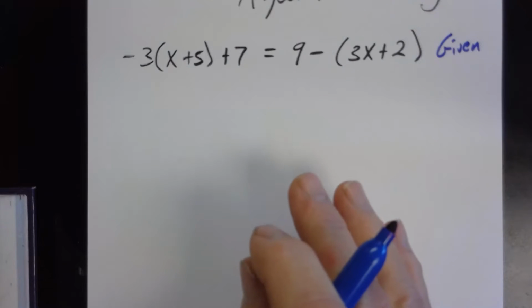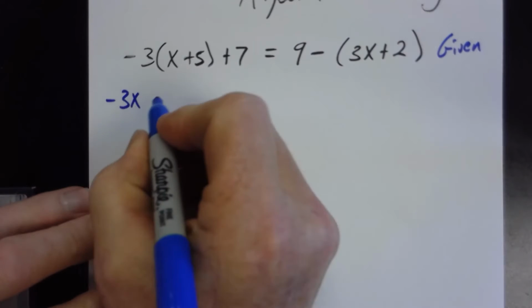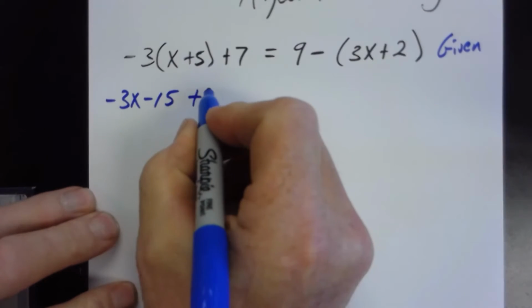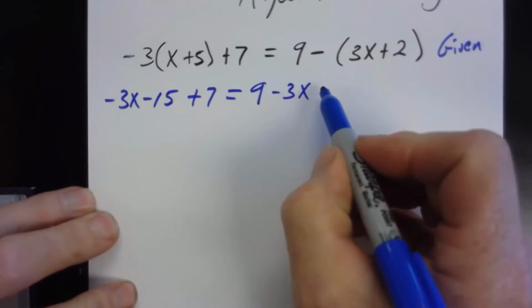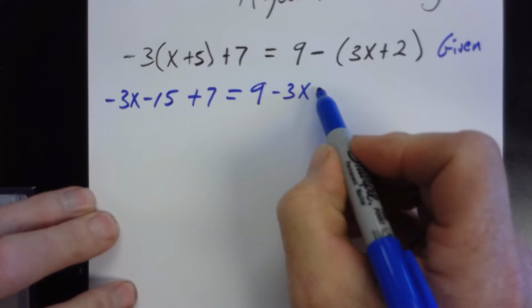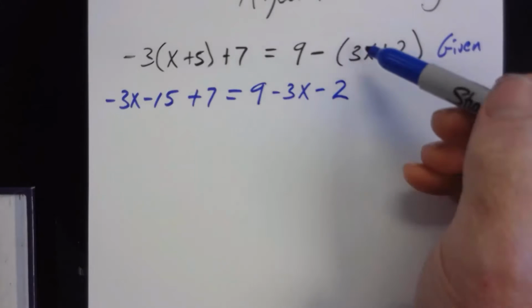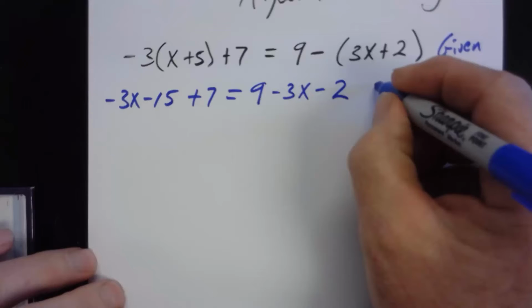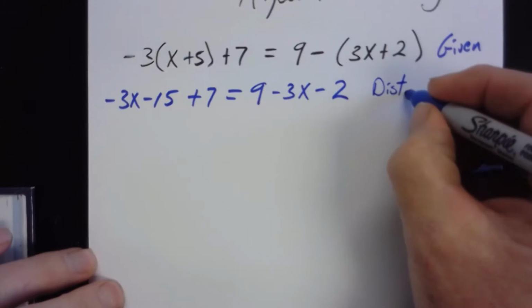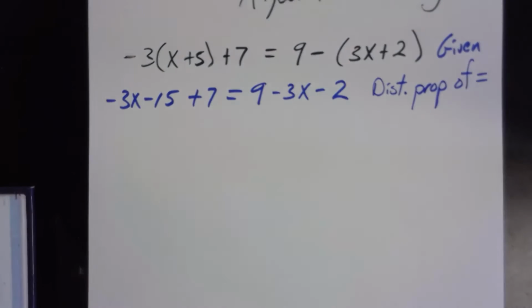What's the first step? Okay, I'm going to do that. So negative 3x subtract 15 plus 7 equals 9 subtract 3x subtract 2. Now, what property got me from here to here? The distributive property. I'm going to abbreviate. The distributive property of equality. All right, what do we do next?